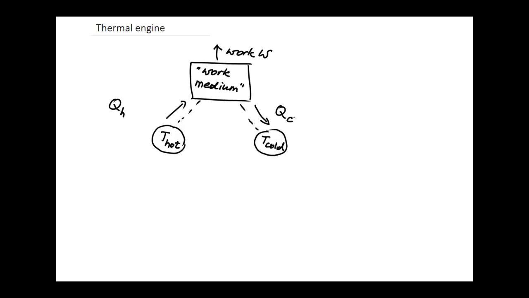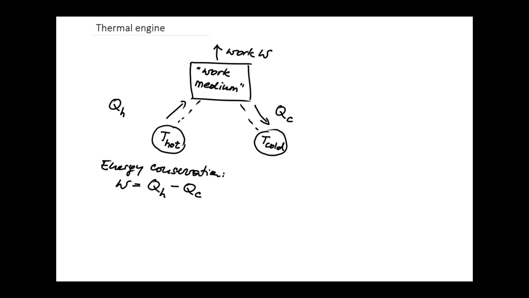Now, for this whole process, we must of course have energy conservation. First law of thermodynamics and energy conservation. So when we look at the energy balance, the work that the work medium performs, W, must equal the net amount of heat received by the work medium, and that is the heat received from the hot reservoir minus the heat given away to the cold reservoir.